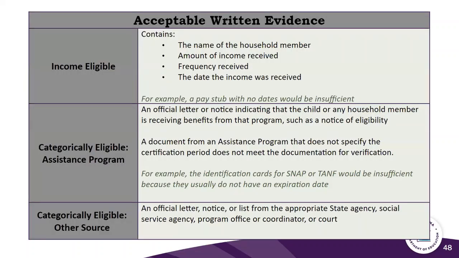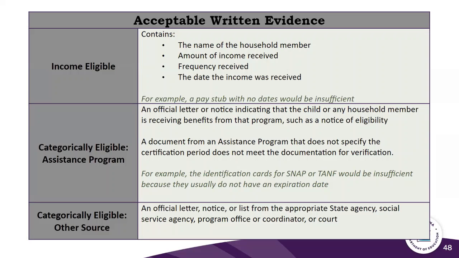So here are some examples of acceptable written evidence. Income eligibility evidence contains the name of the household member, the amount of income received, the frequency received, and the date it was received. For example, a pay stub with no dates would not be sufficient.